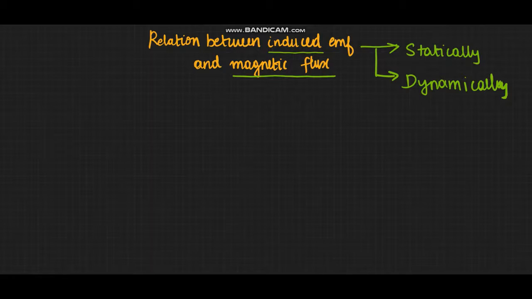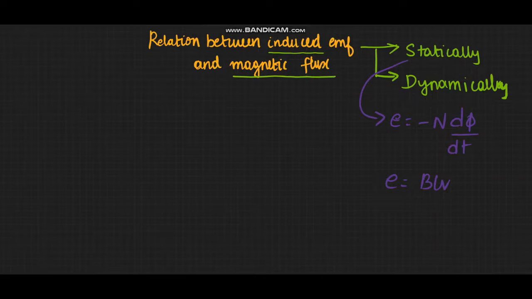The expression for statically induced EMF is given by E is minus n d phi by dt according to Faraday's law of electromagnetic induction. Whereas the expression for dynamically induced EMF is given by E is dLV. In this video, we'll be finding out the relation between statically induced EMF specifically along with magnetic flux.